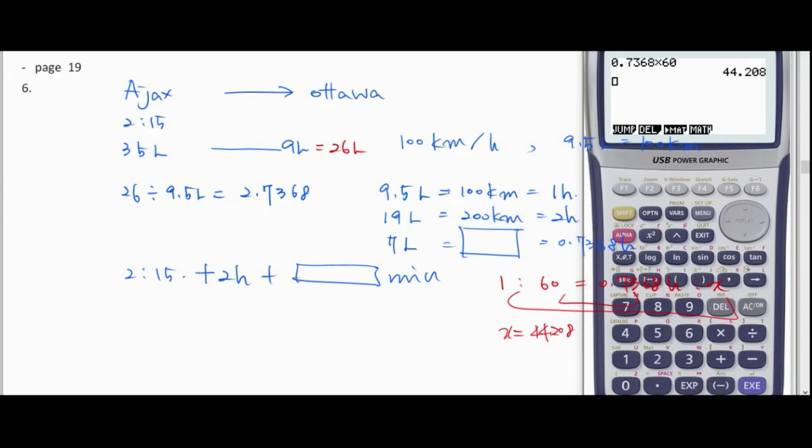And then this will be 44.208. When we add all of those together, this will be 459.248 minutes. So this is when her low fuel light will come on. So this question is a bit hard, but you can just solve it when you try slowly.